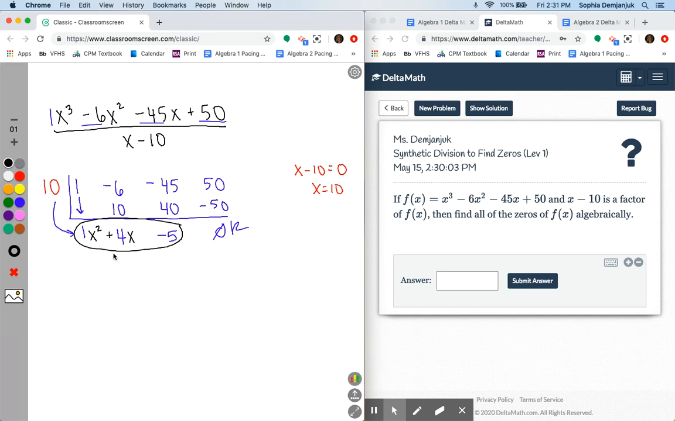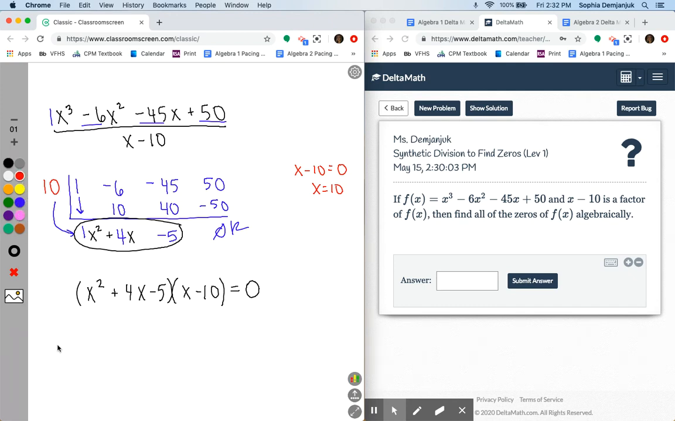I am going to write that as the product to equal the original polynomial that I was given. So I have as my answer right now x squared plus 4x minus 5 being multiplied by what I divided by in the first place, x minus 10. And I'm trying to find the zeros of this, so I'll set it equal to 0.